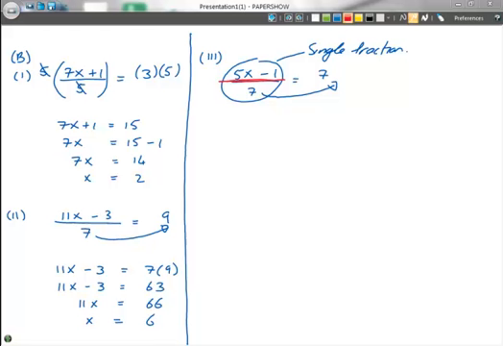5x minus 1, all of that is being divided by 7. Okay? Maybe if I give you an example of when you couldn't just move that 7 up. If the question looked like this, 5x minus 1 over 7 equals 7, then it would not be appropriate to move this 7 up here. You're not allowed to do it. In order to solve that kind of question, there's a couple of different ways, but I'm going to stick to the way we've tackled them before.